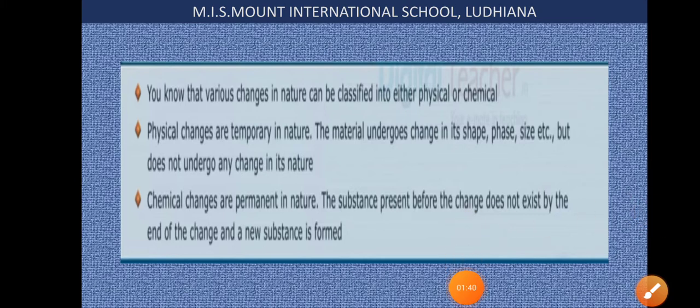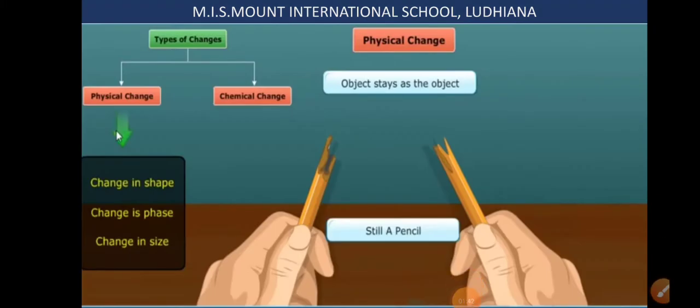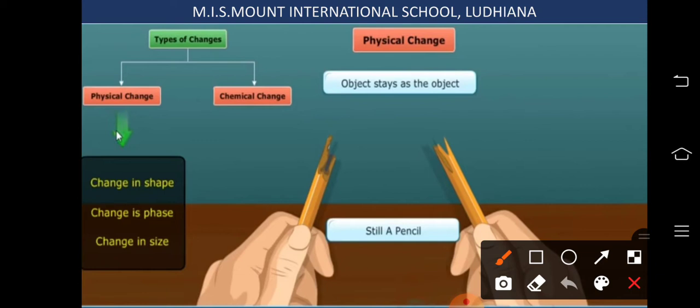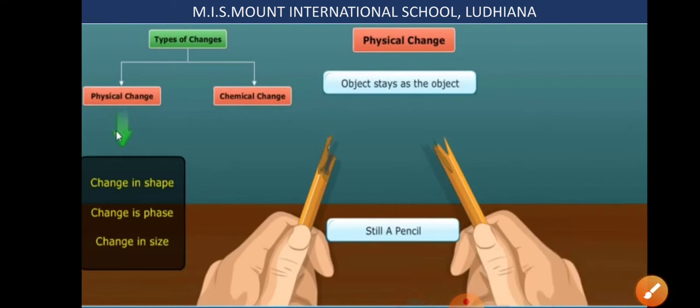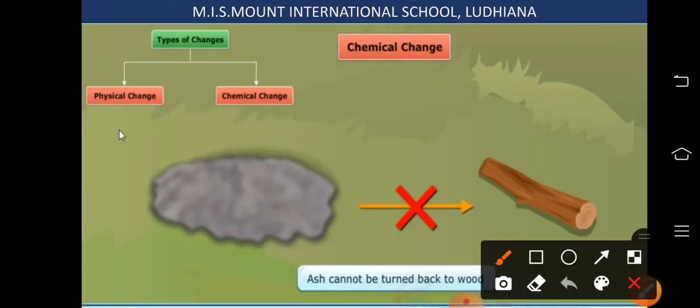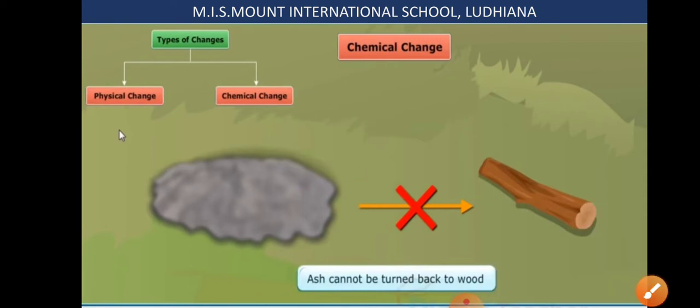Let us illustrate it with the help of an example. Just look at this. I have just broken this piece of pencil, but it still remains a pencil. Only the shape of the pencil changes, but it is still a pencil. So such a type of change is known as physical change. But just look at this. Here also I have taken a piece of wood, but I have burnt it. Now, does this resemble the ash which is formed after the burning? No. So in this way, this is a chemical change. I think this is the easiest way to distinguish between a physical and a chemical change.